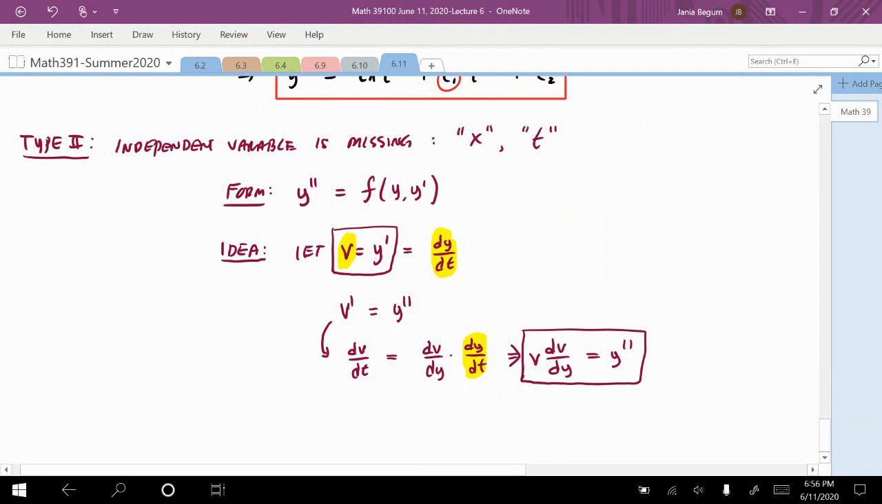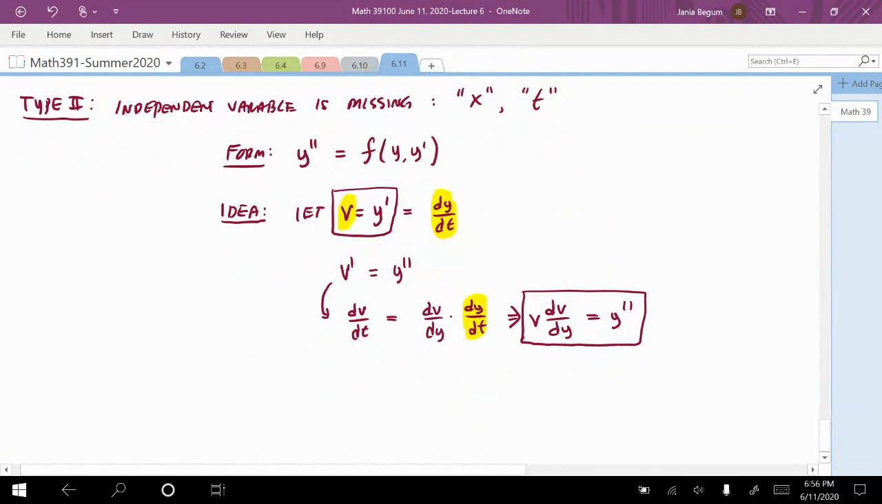So the idea is coming from the calculus 3 chain rule. Let's look at an example. How do you apply this? Here's an example to illustrate this idea.